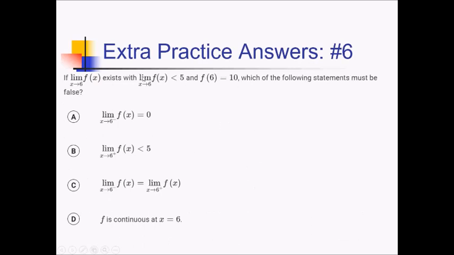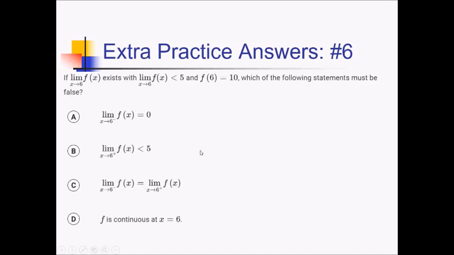For this question, we're told that the limit as x approaches 6 of f exists and is less than 5. We're also told that f of 6, the function value itself at 6, is 10. Which of these statements has to be false? So going through each of these here, we've got the left side limit is 0, right side limit's less than 5, left and right side limit equal each other, and then our other option is that f is continuous at x equals 6.